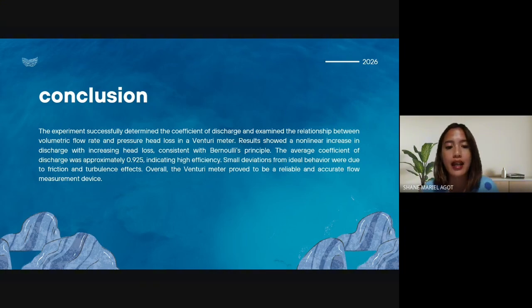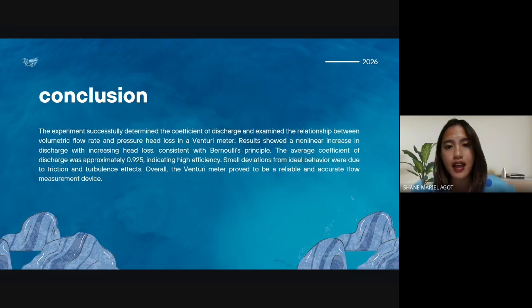So this clearly demonstrates a nonlinear relationship between discharge and head loss, which is consistent with Bernoulli's principle where flow rate is proportional to the square root of the pressure difference. The average coefficient of discharge obtained from the four trials was approximately 0.925, indicating that the venturimeter operated with high efficiency and the actual discharge values were close to the theoretical predictions.